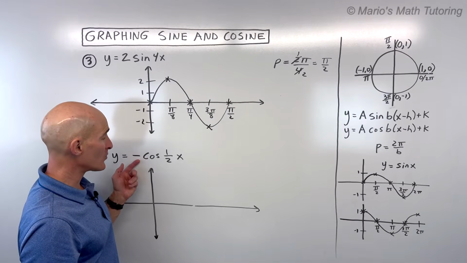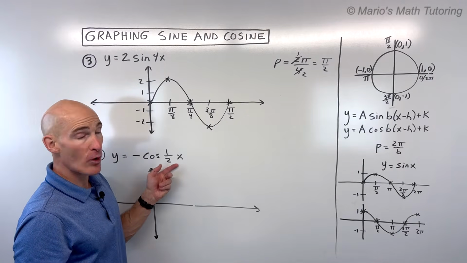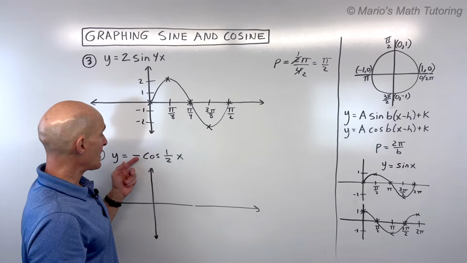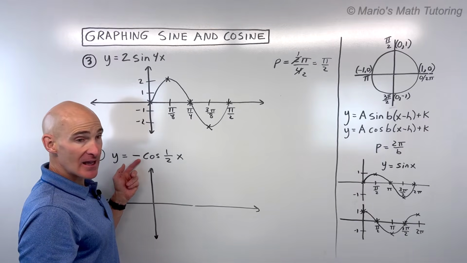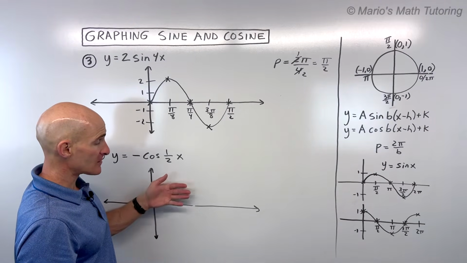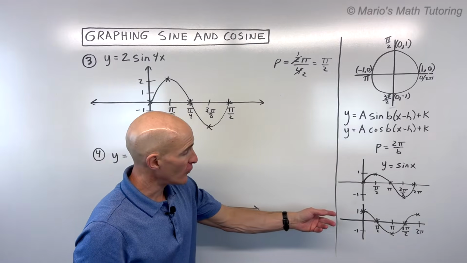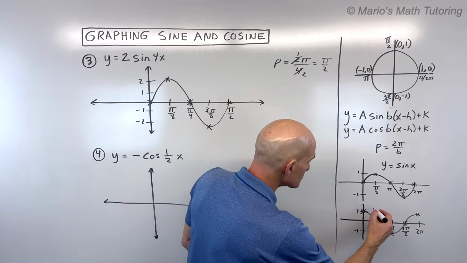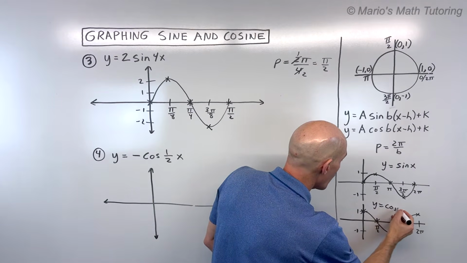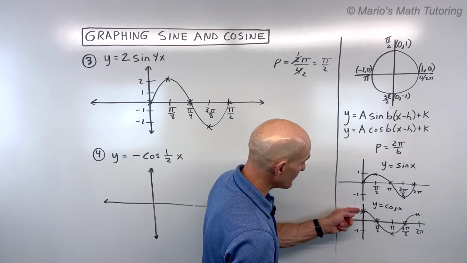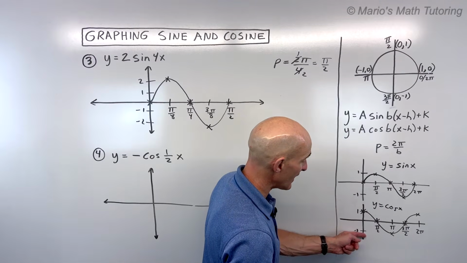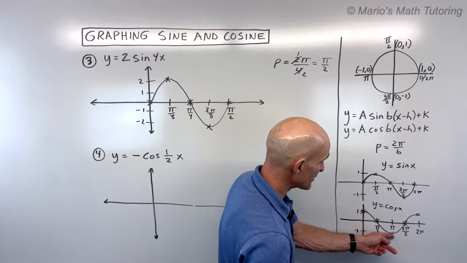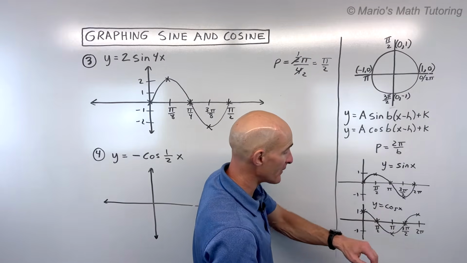Now let's take a look at number 4. This one we have y equals negative cosine of 1/2 x. Again, if this a value is negative, that tells us the graph is going to reflect over the x-axis. So if we look at our cosine graph here, all the y values are going to be the opposite. Instead of being up here at 1, I'm going to be down here at -1. And instead of this one being at -1, it's +1. So it's just going to reflect.